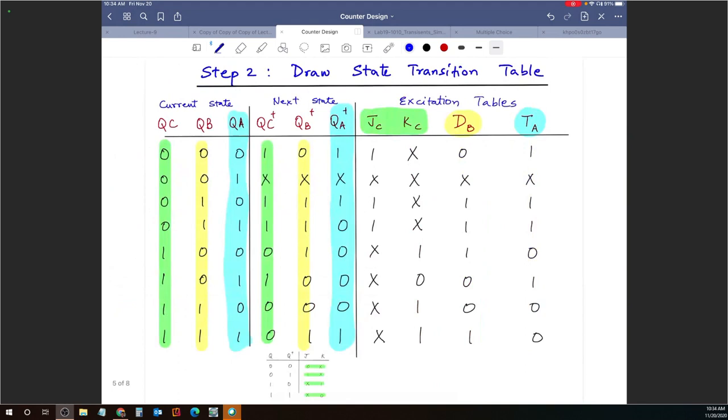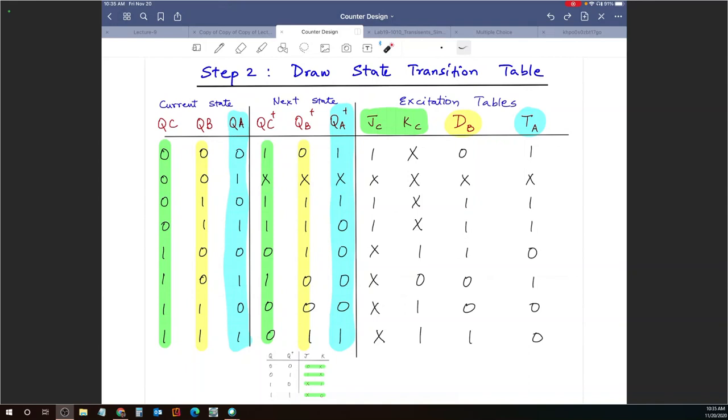And then we took the design problem here of current state and next state. So this was, what happens if the counter is supposed to go from 0 to what? To 5. And 1 to what? I don't care, because 1 is not included in my counting sequence. And we listed out each possibility for current state and the next state based on our counting sequence.